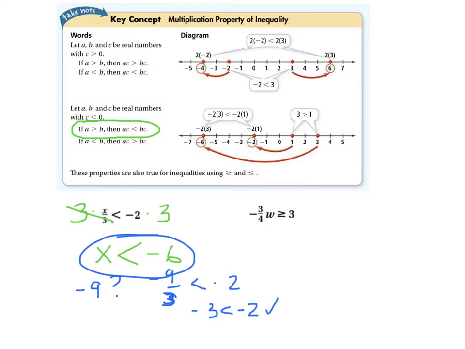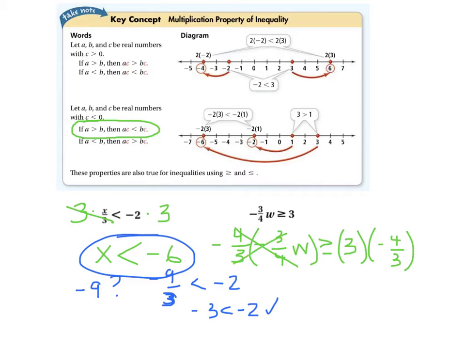Now we have negative 3/4 W. Negative 3/4 W is greater than or equal to 3. We learned in this course that we can multiply both sides of this by the reciprocal of that coefficient, and that's going to be the easiest way for us to solve it. The reciprocal of our coefficient is negative 4/3.